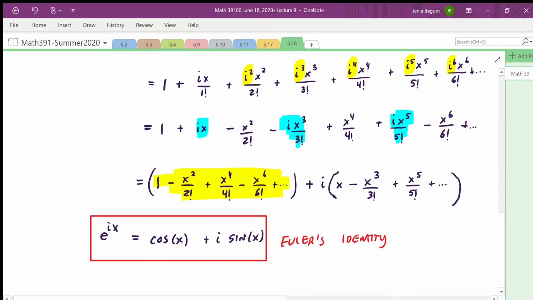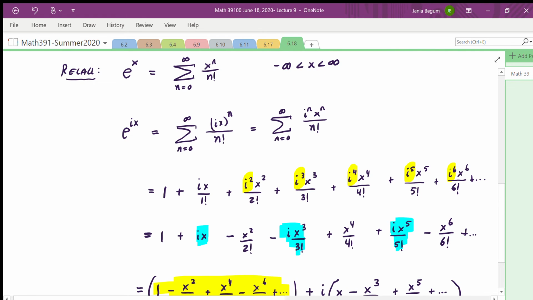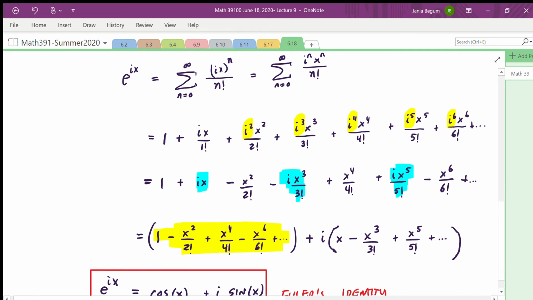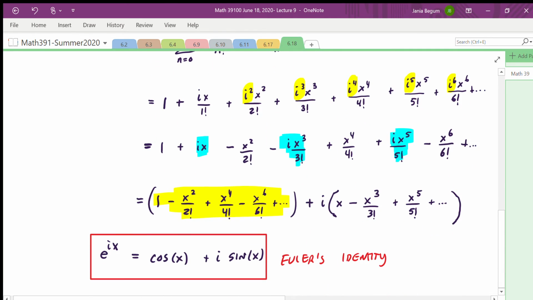So the derivation really comes from power series, and just rewriting e to the x using ix and expanding it out, and then rewriting what the i powers represent, and then grouping the terms together in this form, you get sine and cosine series. And that would be a way for us to rewrite anything. If you have e to the ix, you can write it as cosine x plus i sine x.